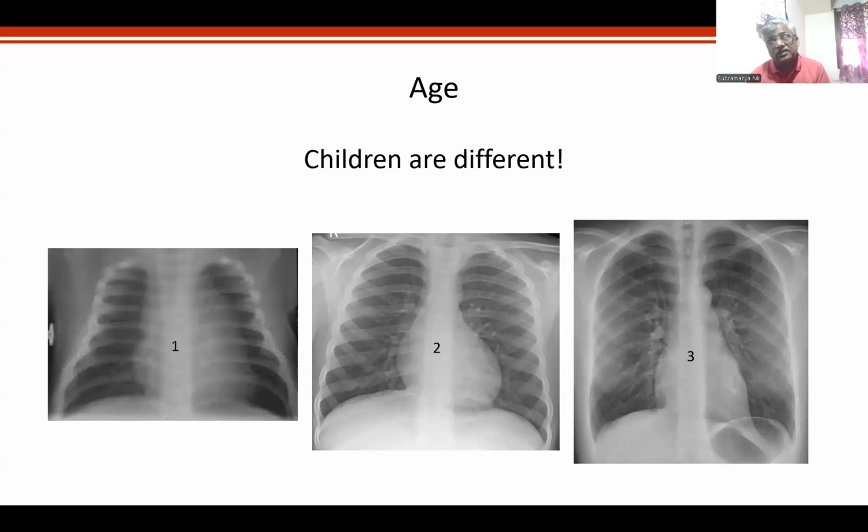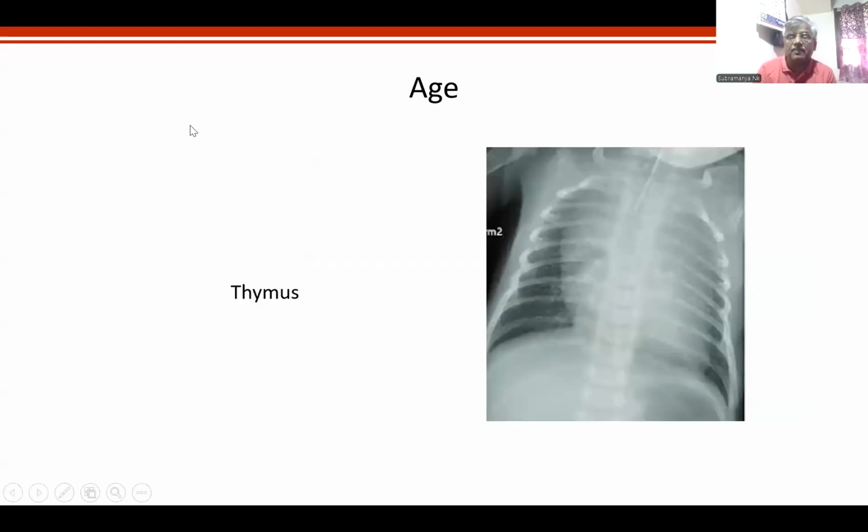Now, look at X-ray number 2 and also X-ray number 3. Look at the position of the ribs, the configuration of the thorax, the way the hemidiaphragms are, everything. Basically, I want you to be familiar with the normal age-related X-rays so that you will not make any mistakes when you are interpreting.